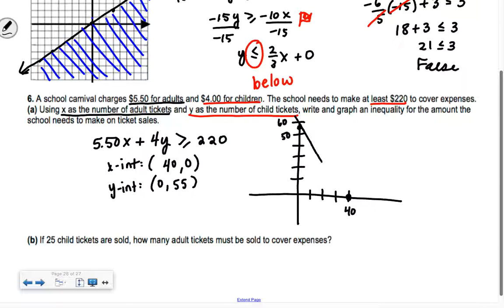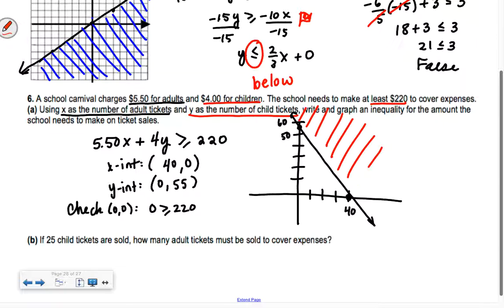And I have a solid line. Oops, missed it. And when I check 0, 0, I get 0 is greater than or equal to 220, which is not true. Now this should make sense that we're above this line, right? Because we want to make more than 220. So, you know, if we have a point that's way up here, like 100 child tickets and 100 adult tickets, that's good. We want to sell out, right?